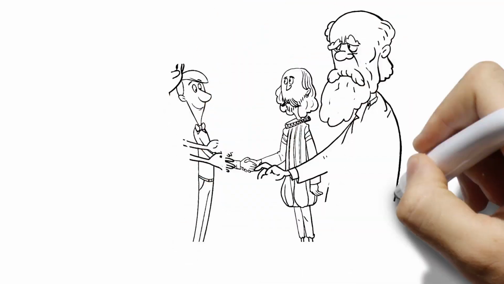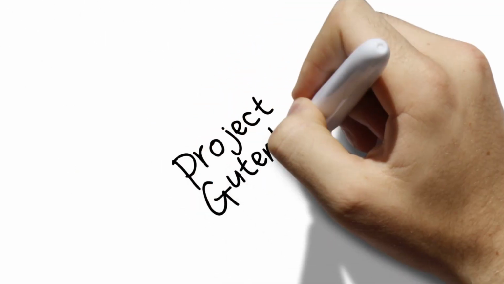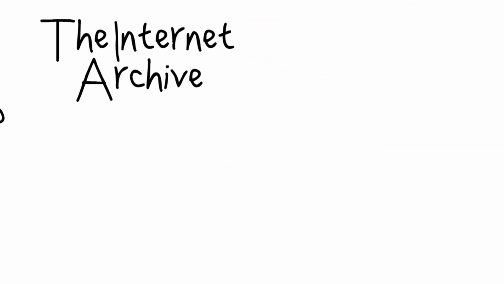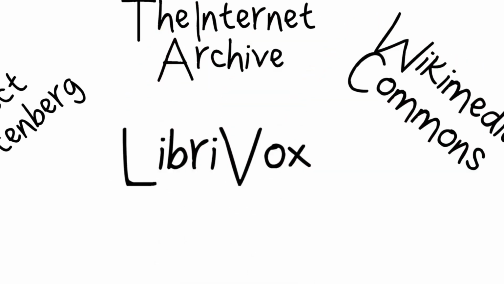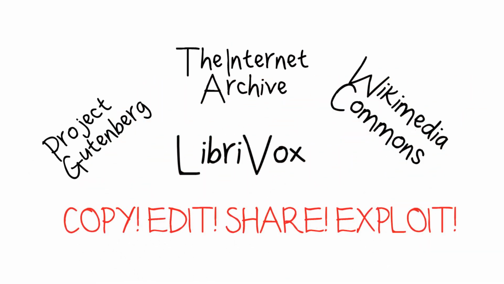Public domain includes lots of great creative works, such as the works of Shakespeare and Darwin, and they are freely available to anyone. Websites like Project Gutenberg, the Internet Archive, Wikimedia Commons, and LibriVox are great examples of places you can go online to find thousands of public domain works that you can freely copy, edit, share, and frankly exploit.